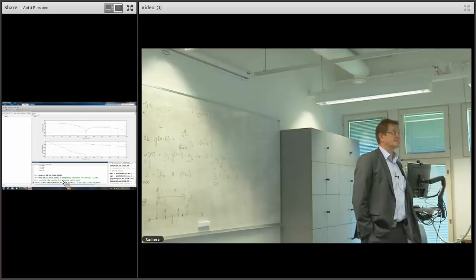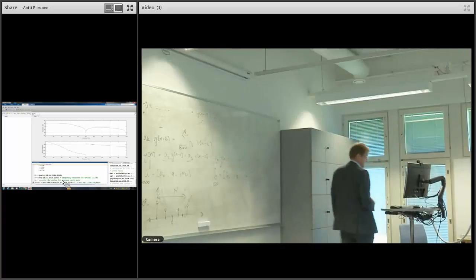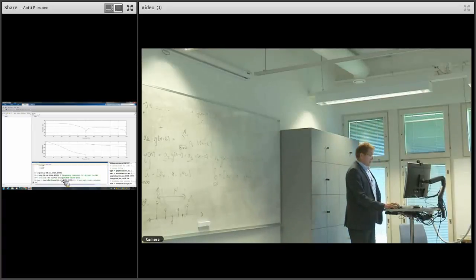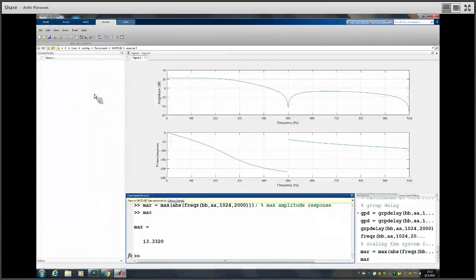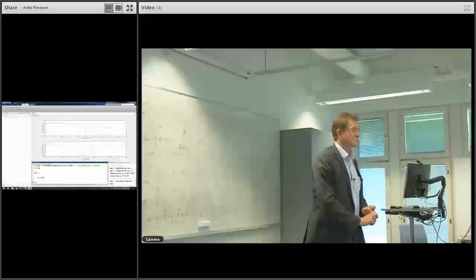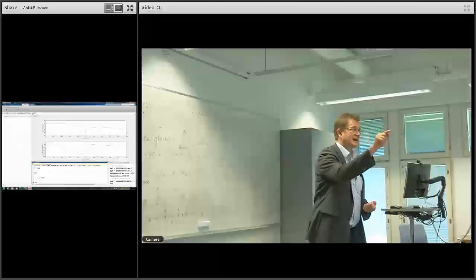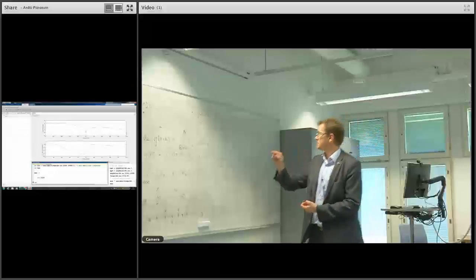Okay, well, it says max absolute value of frequency response calculated in 1024 points. Numeric calculations. And let's see. So we have basically the gain of the system is 13.32 or 332 in linear scale. So now the question is how we scale the system to have unity gain at maximum. This is the scaling factor for this term.